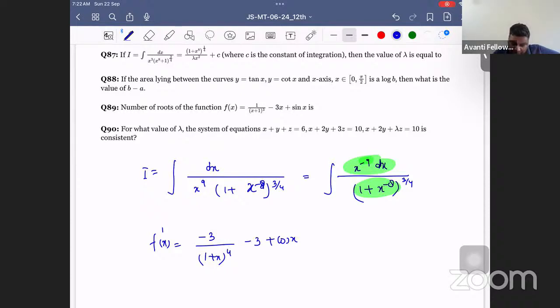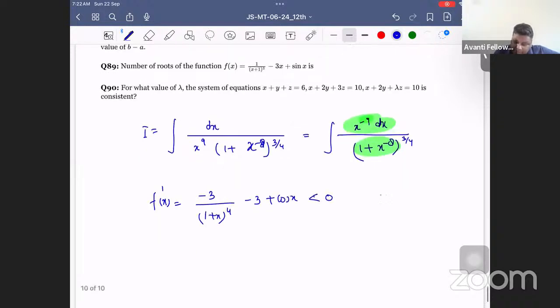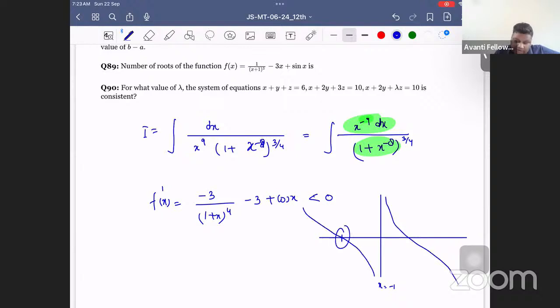Okay, it is discontinuous also at x equals minus 1. As such, it is always less than 0. It is decreasing. But its graph will be something like, if this is the line x equals minus 1, it is a decreasing function. So its graph will be something like this. So there will be two roots, one here and one here. So answer is two. Very good question. This is quite an intellectual question.